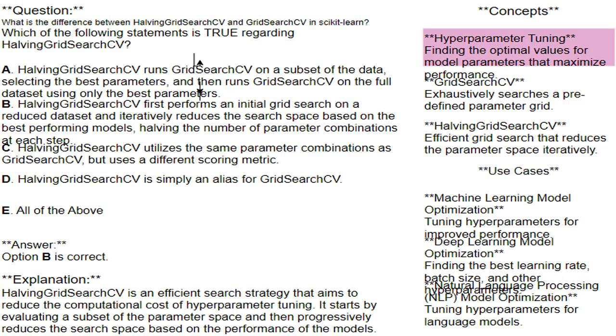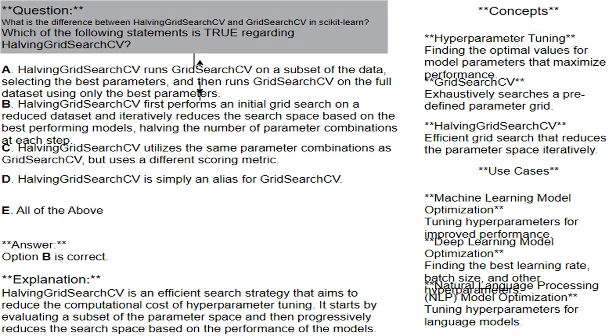B. Hyperparameter tuning, finding the optimal values for model parameters that maximize performance. Hyperparameter tuning is the process of finding the best set of values for model parameters that control the learning process itself, not the parameters learned from the data. Examples include learning rate in gradient descent, the number of hidden layers in a neural network, or the penalty parameter in regularization.